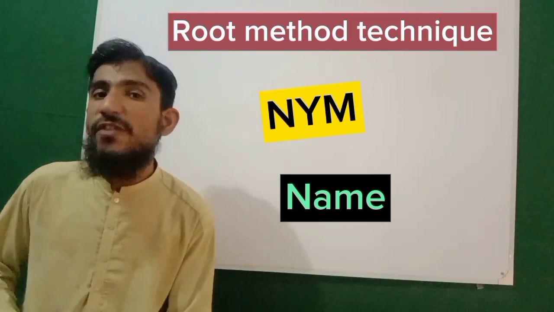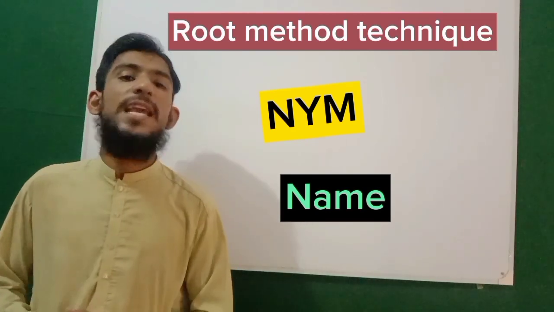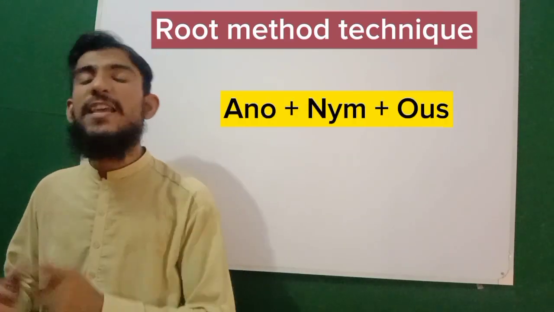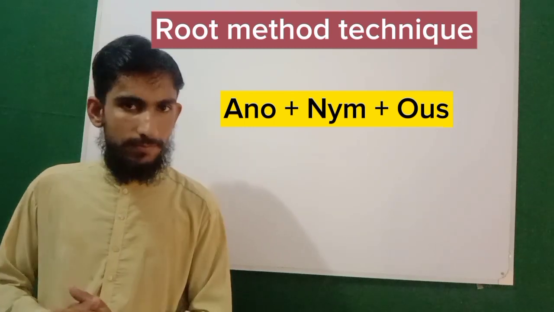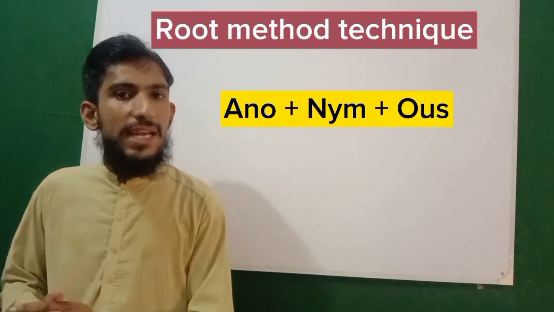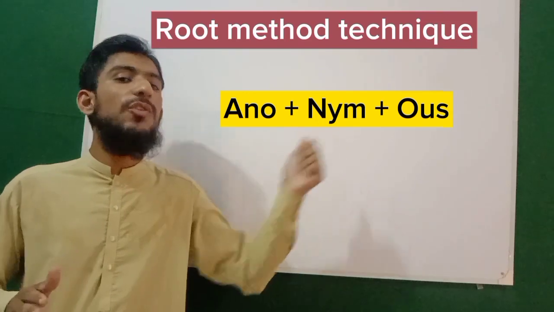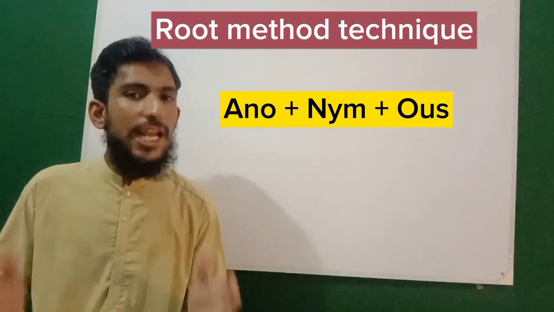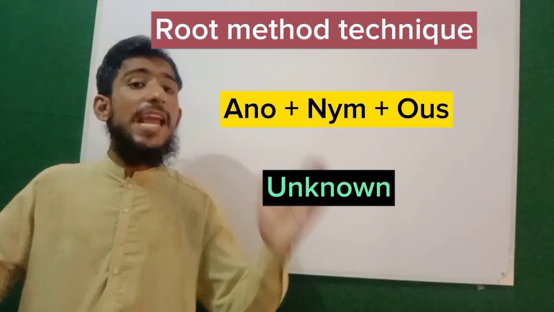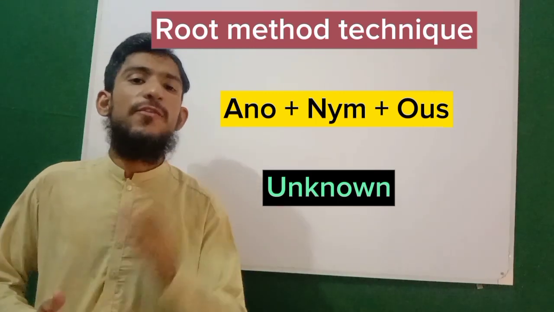Now we will add prefixes and suffixes to this root word, and you will learn further words. So now look, I'm adding the prefix ano and the suffix us. So anonymous. From nym we have added ano, which is a prefix, and us, which is a suffix. So the whole word you will be seeing on the board is anonymous, and anonymous means unknown. So nym means name and anonymous means unknown. So you have learned this word from the root word.